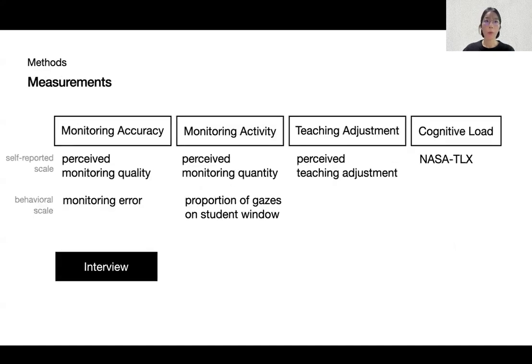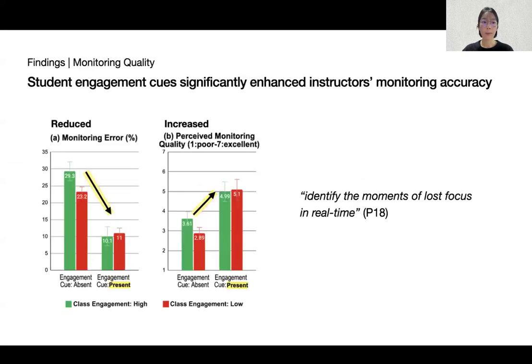In the experiment, we collected and analyzed both quantitative and qualitative data. Quantitative data were measured through various self-reported and behavior scales to analyze monitoring accuracy, monitoring activity, teaching adjustment, and cognitive load. Interview responses were qualitatively analyzed to understand the reasons behind the participants' experiences corresponding to both the behavior and self-reported findings.